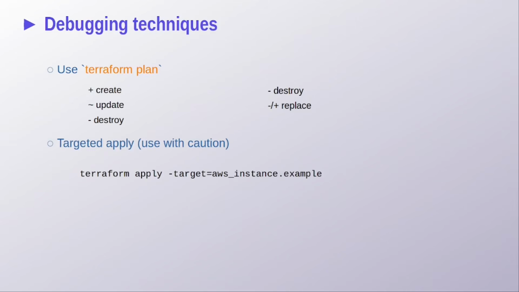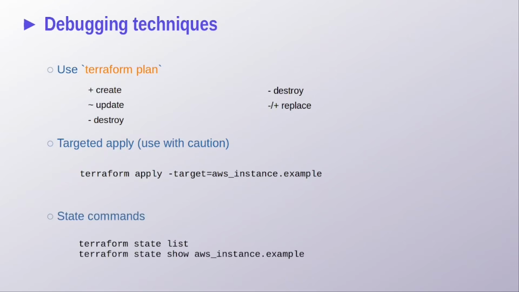Next, targeted apply. This is useful during debugging and during an emergency fix, but never use it in CI, and never use it as a normal workflow. This can break state consistency. Next, state inspection commands, a very powerful tool. Use them when infrastructure exists but state does not match reality, and you import resources.